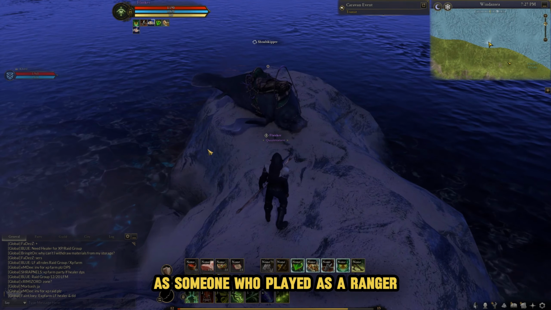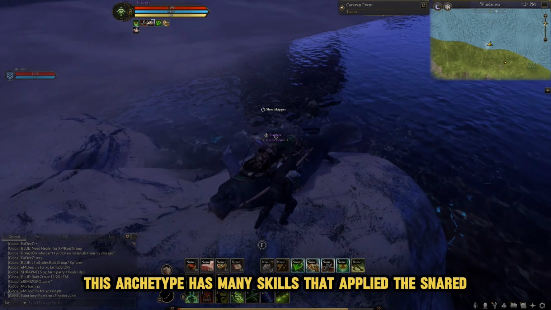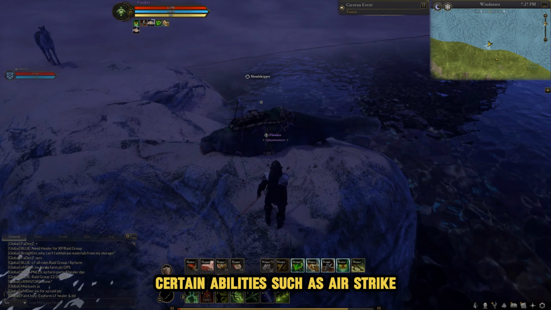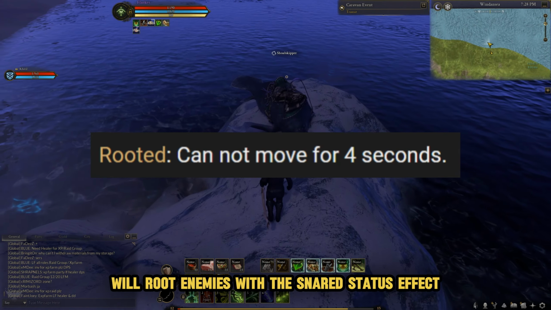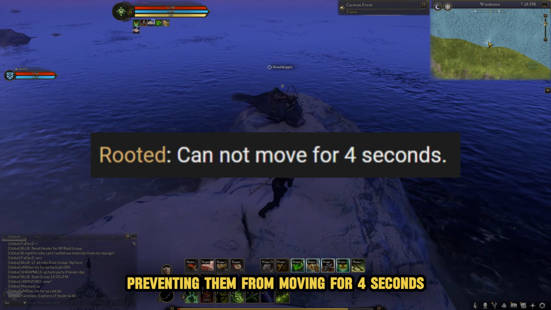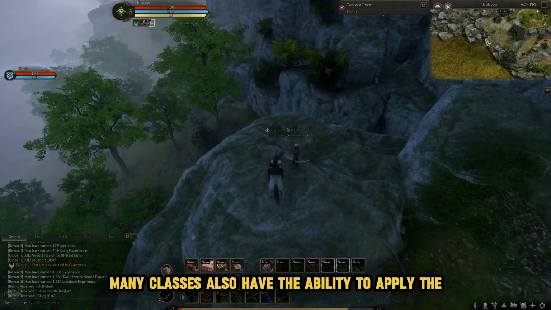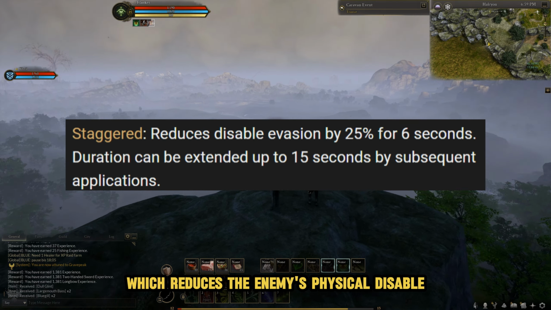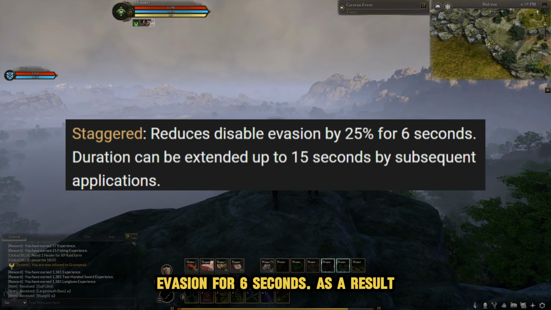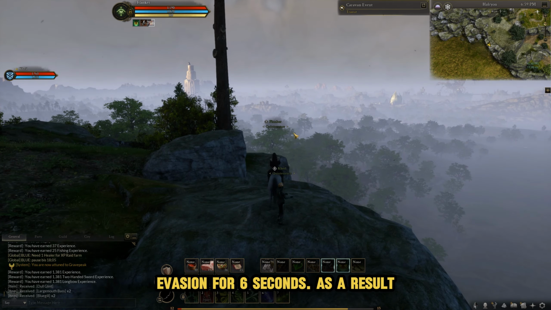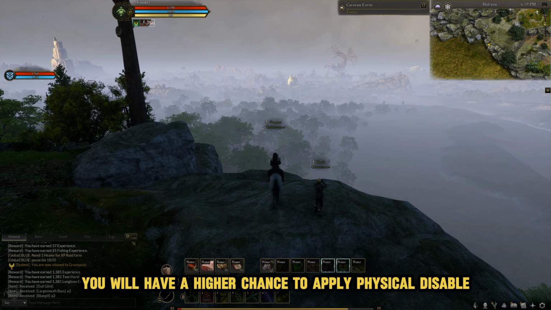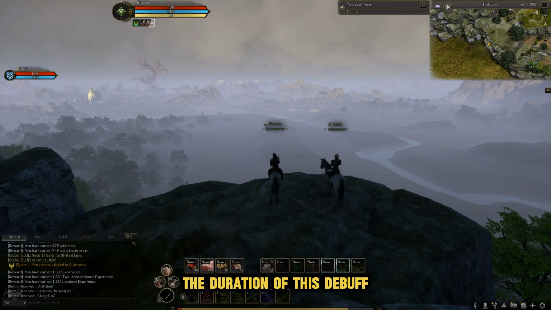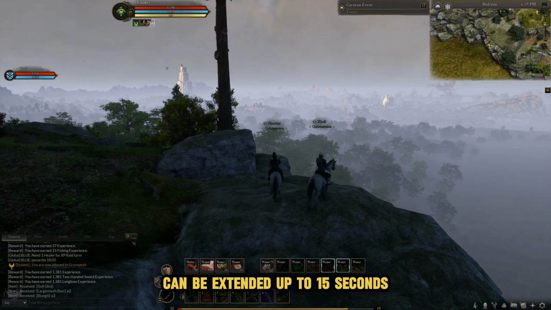stack. As someone who played as a ranger, this archetype has many skills that apply the snare effect. Moreover, certain abilities such as airstrike will root enemies with the snared status effect, preventing them from moving for 4 seconds. Many classes also have the ability to apply the staggered effect, which reduces the enemy's physical disable evasion for 6 seconds. As a result, you will have a higher chance to apply physical disable effects on the target. Like many other status effects, the duration of this debuff can be extended up to 15 seconds.